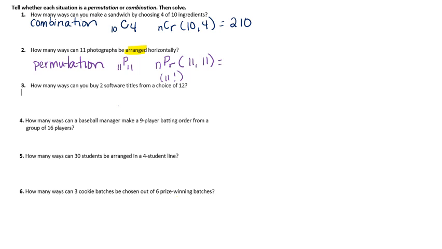All right. So when I type in 11 things, taking 11 at a time, and it's a permutation, it's going to give me this as my answer. And I would practice putting this in Desmos, making sure you get the same answer I do. So 39,916,800 different ways I can arrange my 11 photographs on my wall.